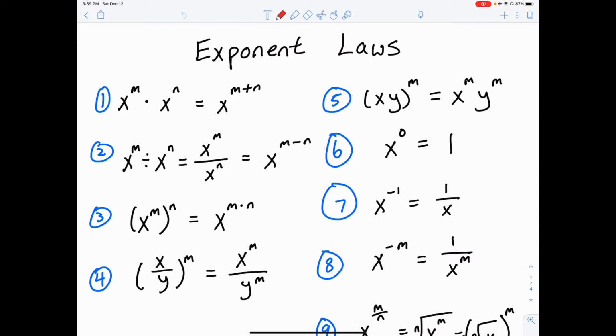Number eight is a variation of number seven. So if x to the power of -m, again, the negative would flip the base and then power up the x value. So in this case, you can even power up first, like x to the m, and then you would hold -1 on the power, and then you would then flip it. So you end up with 1 over x to the m.